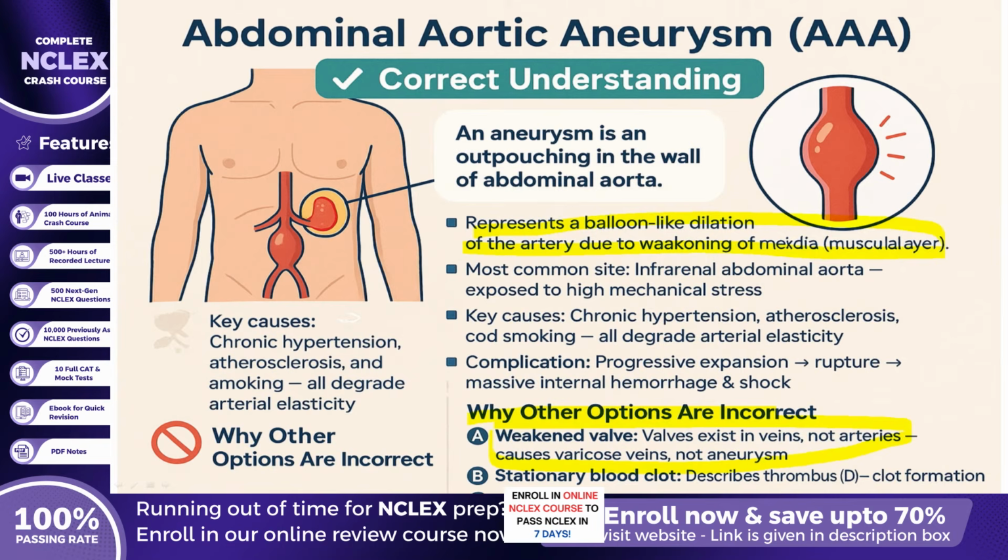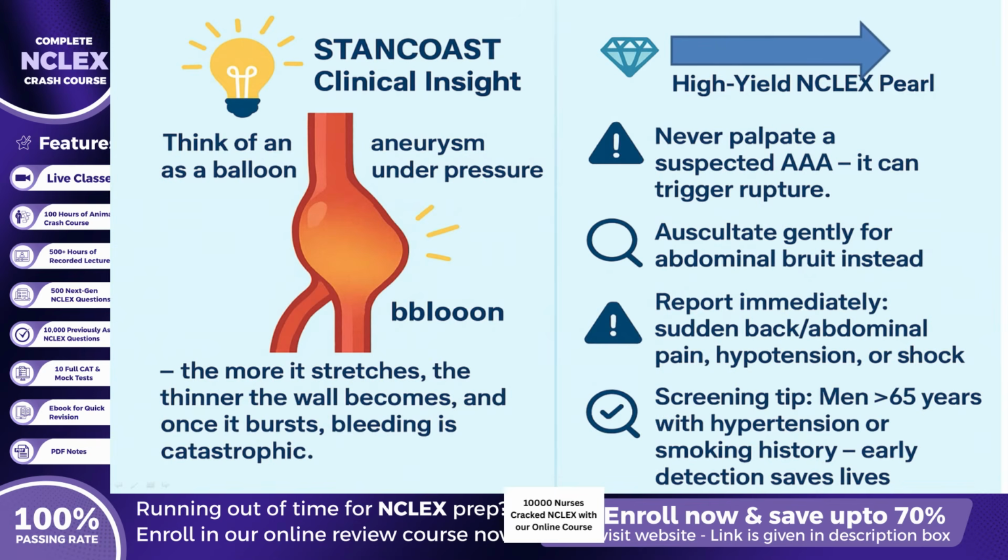Option B, an aneurysm is a stationary blood clot in the abdominal vein, is also incorrect because a stationary clot is known as a thrombus, which typically occurs in veins as deep vein thrombosis. Thrombosis involves coagulation of blood, not vessel wall dilation. Meanwhile, option C, an aneurysm is a fatty deposit in the aorta wall, misrepresents the concept. Fatty deposits refer to atherosclerosis, which causes narrowing of arteries rather than dilation. However, chronic atherosclerosis may contribute to aneurysm formation by weakening the arterial wall over time.